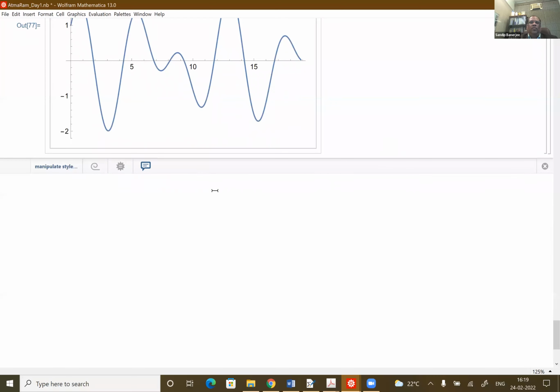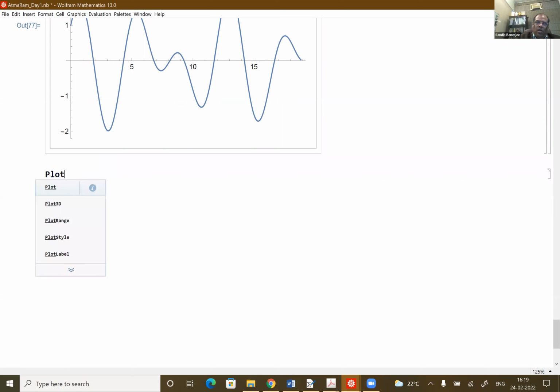Okay. Let's take plot 3D. So say z equal to sine of x plus y square, something like that. This is my plot, and I have to vary both x and y.